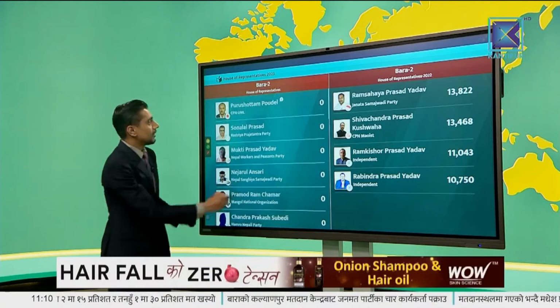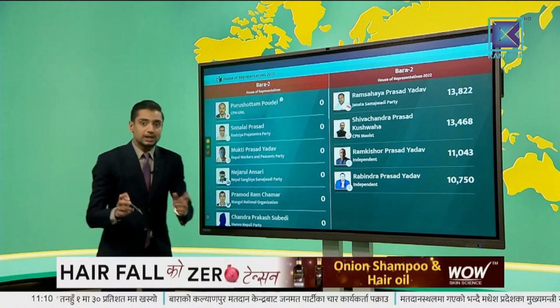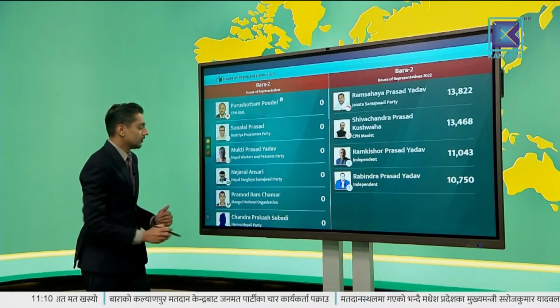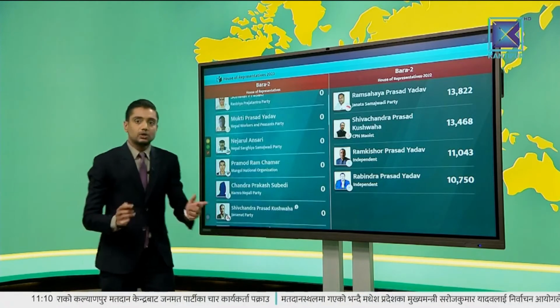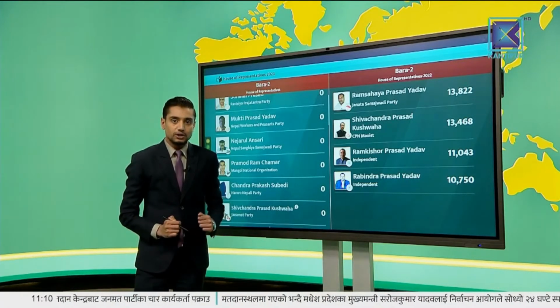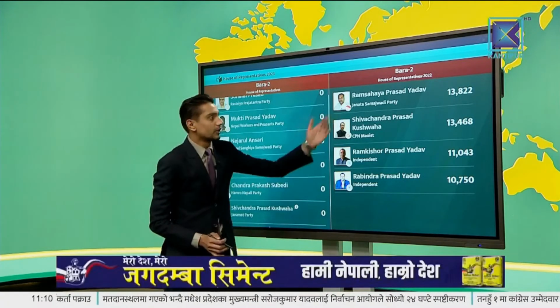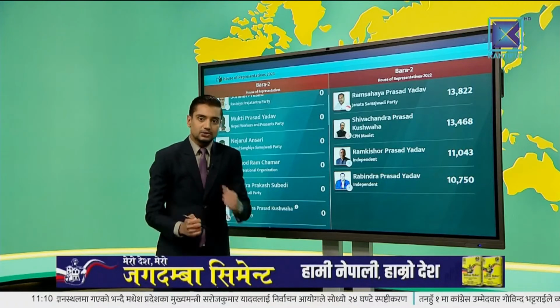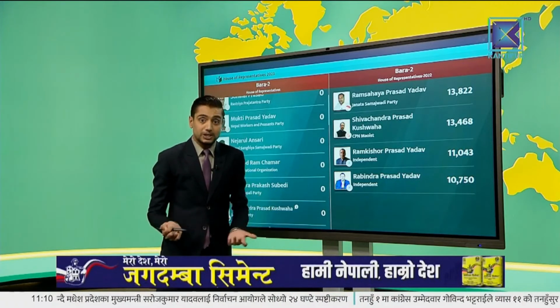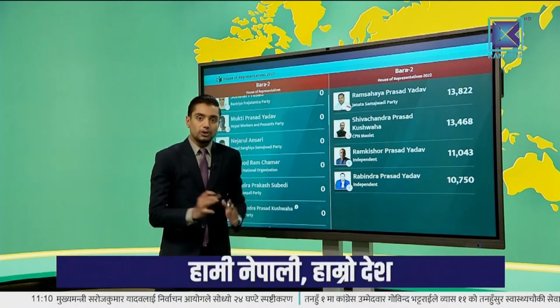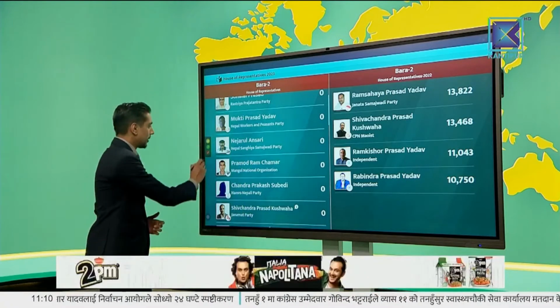And in Bara 2, the heavyweights include Upendra Yadav as well, who had actually lost against C.K. Raut of Janamat Party in the previous election, and then he has preferred Bara 2 after Ram Prasad Yadav was appointed the vice president based on the support among the coalition partners. So that is about Bara 2.